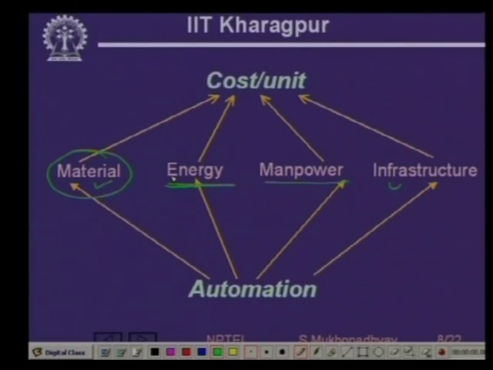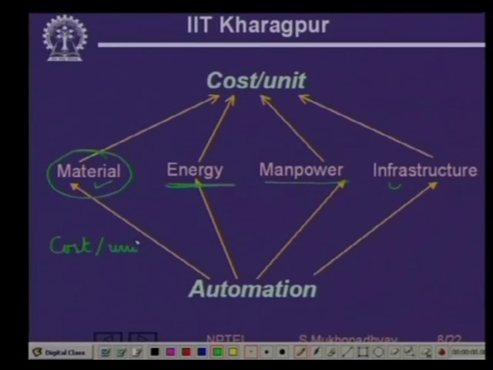Next is energy cost. Obviously, energy cost is very favorably affected by automation, because automated machines are programmed to work with optimal energy, just the amount of energy which is needed. So, you can cut down a lot of energy costs using automation. Similarly, manpower costs are naturally cut down, because the very purpose of automation is to do away with manpower as much as possible. And finally, infrastructure costs come down because using automation you can produce a much larger number of units in the time that your infrastructure is going to be used.